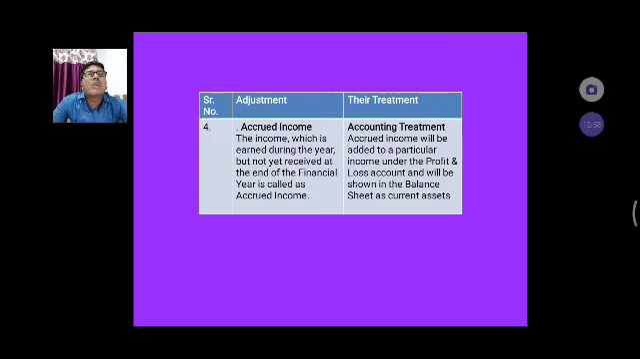Then fourth, accrued income. The income which is earned during the year but not yet received at the end of the financial year is called accrued income. Income but not yet received, we call accrued income. What is the treatment? Accrued income will be added to the particular income under the profit and loss account and will be shown in the balance sheet as a current asset.